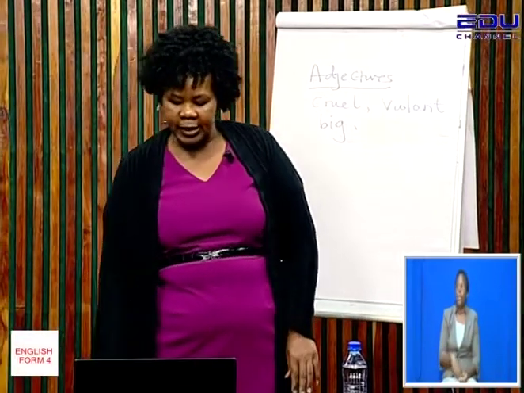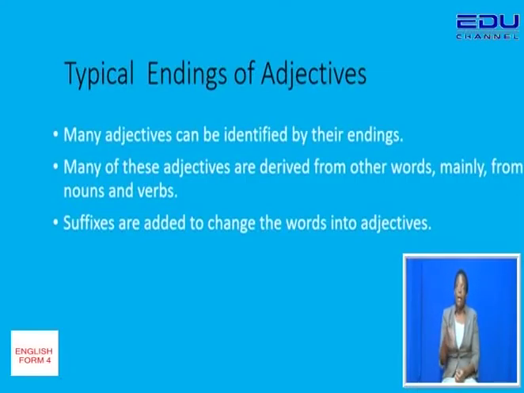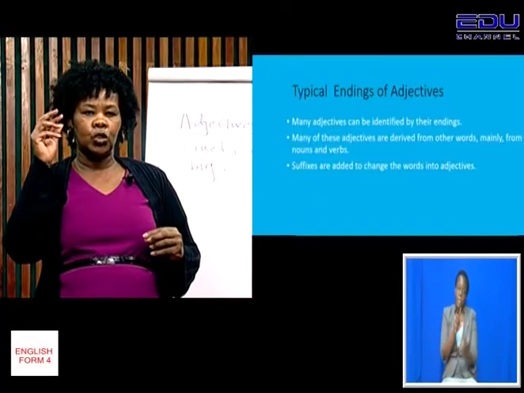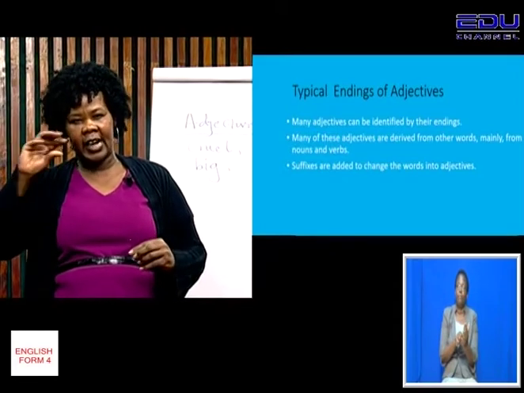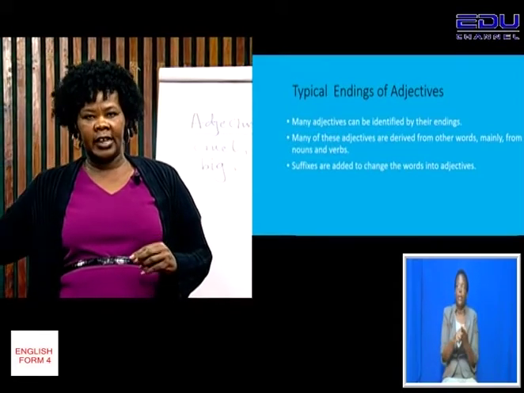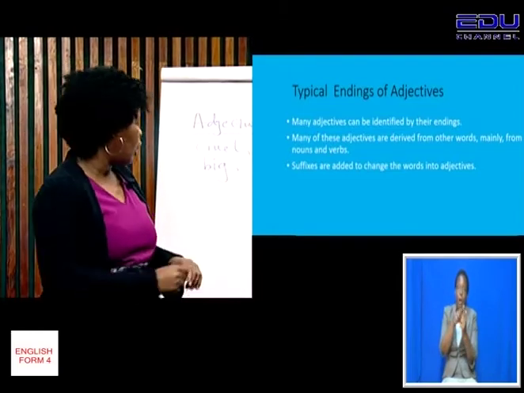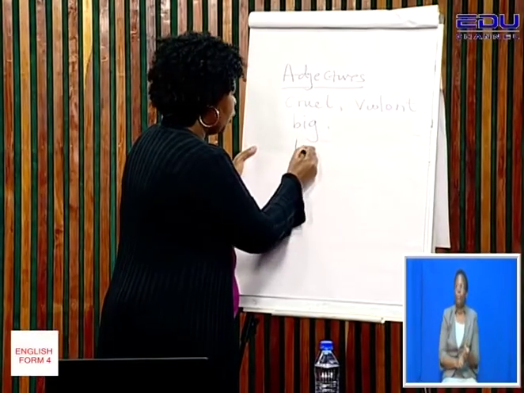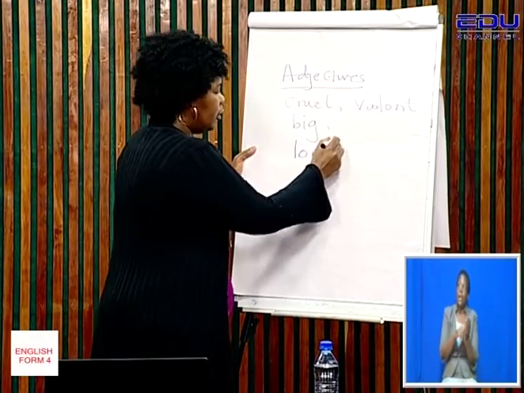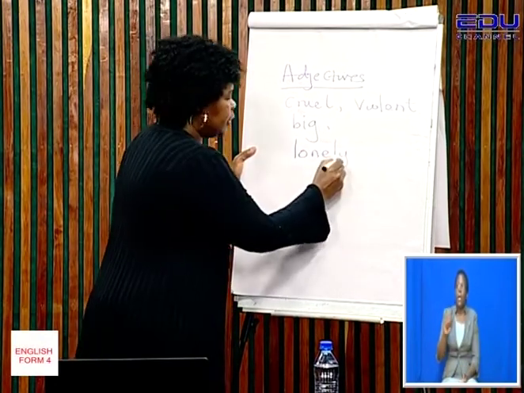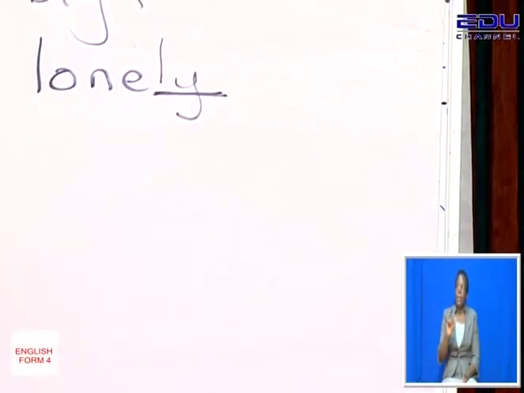Then many of these adjectives are derived from other words, mainly from nouns and verbs. And we'll look at that. Suffixes are added to change the words into adjectives. And you remember we said that a suffix is just the letters that are added at the end of a word.